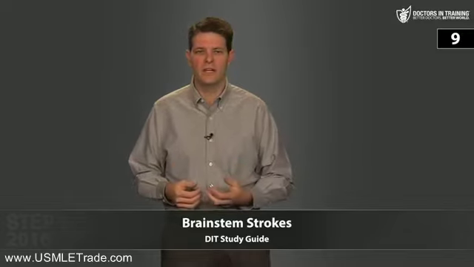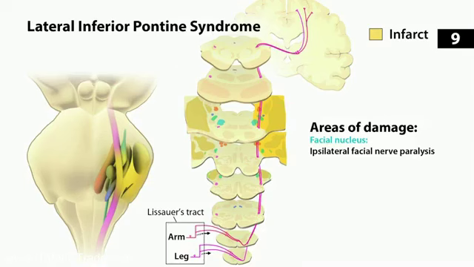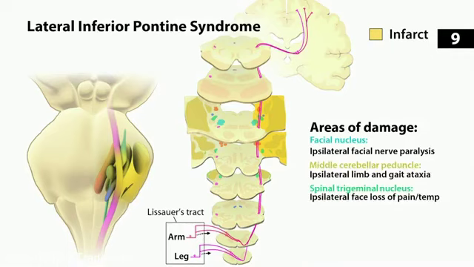So number 9 in the study guide says, what are the symptoms of lateral inferior pontine syndrome? Again, there's ipsilateral facial nerve paralysis because this is where your facial nerve nucleus is located. So if this were the superior pons, you might see trigeminal nerve involvement with some jaw weakness. You're also going to see ipsilateral limb and gait ataxia, ipsilateral loss of pain and temperature sensation on the face, and you'll see contralateral loss of pain and temperature sensation in the body.